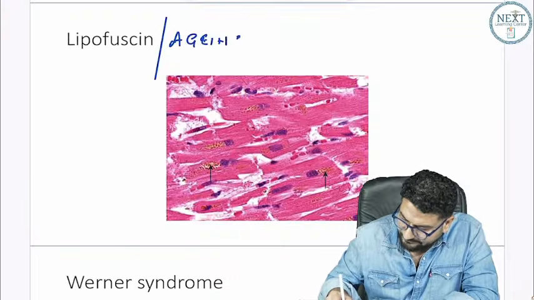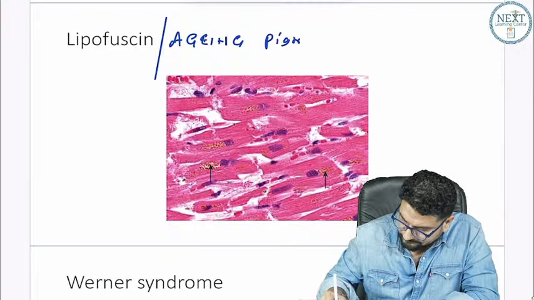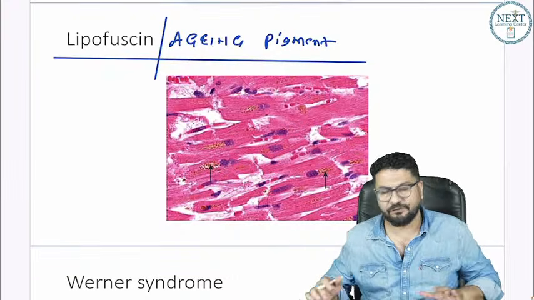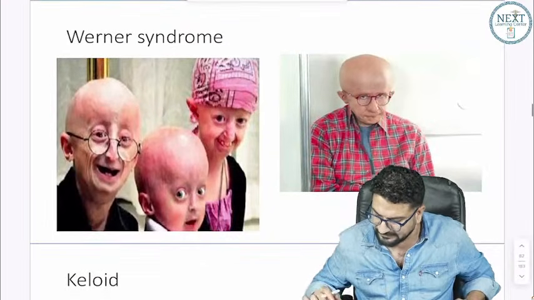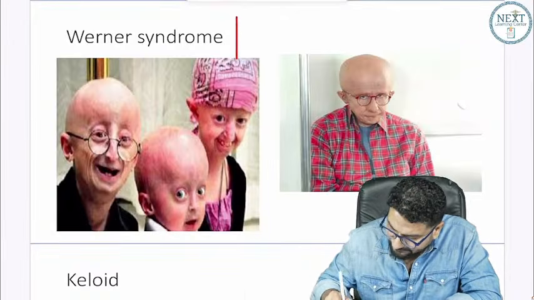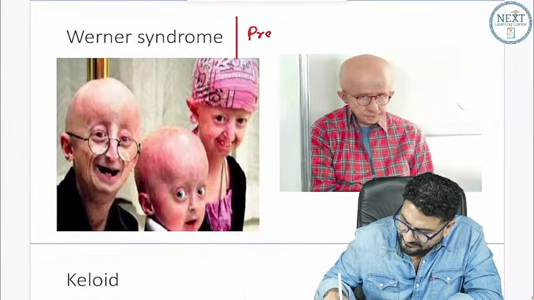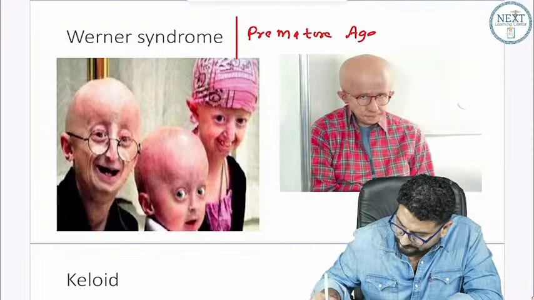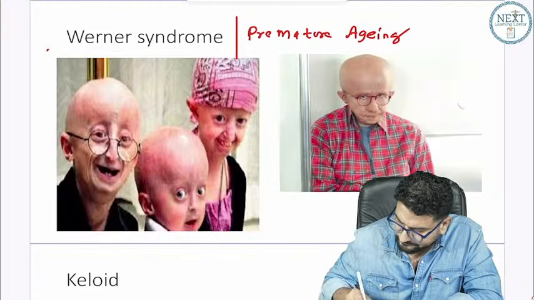Pigment of aging. Or we call this wear and tear pigment. It will cause brown atrophy that we have discussed. Now coming to Werner syndrome. So what is Werner syndrome? Understand this thing. It is nothing but premature aging. Premature aging, we call this Werner syndrome.